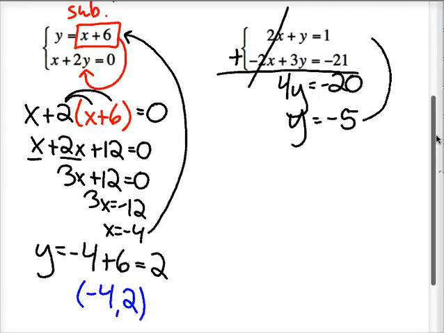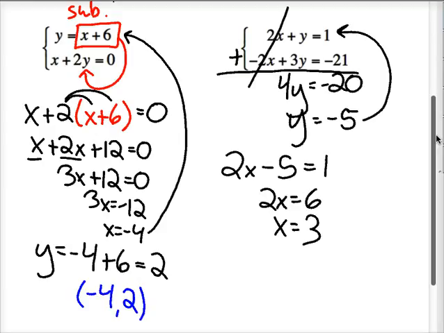Now remember, I need to get x. So I take it and I just toss it into that top equation. So 2x plus y, but we know y is negative 5, so basically minus 5 there equals 1. So add the 5 over, divide by 2, and we get that x equals 3. So my solution to the second system, x comma y, is going to be 3, negative 5.